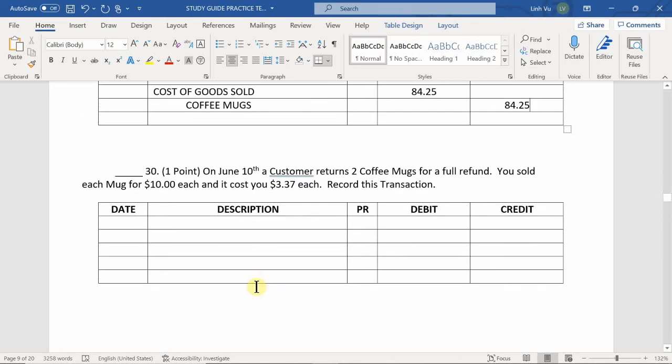Then question 30 asks, on June 10, a customer returns two of the coffee mugs at a full refund. You sold each mug for $10, and it cost you $3.37 each. Record this transaction. So, sales return and allowance. We don't have a tax, so cash. Two for $10, so $20.